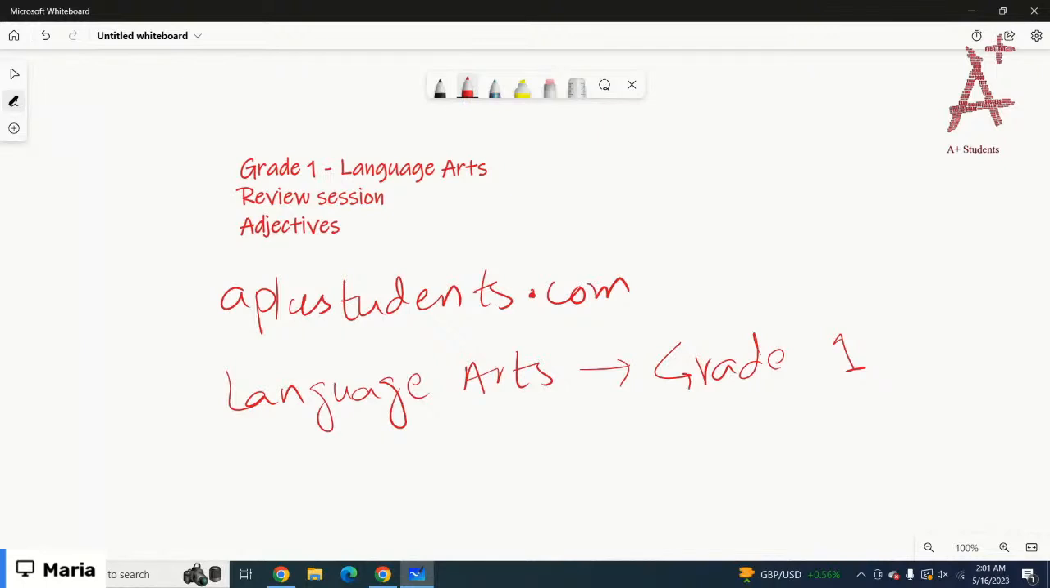So basically this is our review session. We have already completed all the lessons from aplusstudents.com. So we're going to start with adjectives. If you want to learn a specific lesson, you can just write down the lesson name in the chat box. I will cover it probably today or in the next session. So today we're going to start with the adjectives. Let's just start with the lesson.